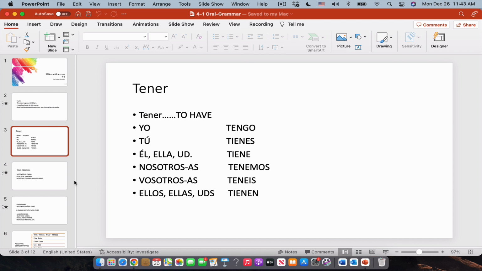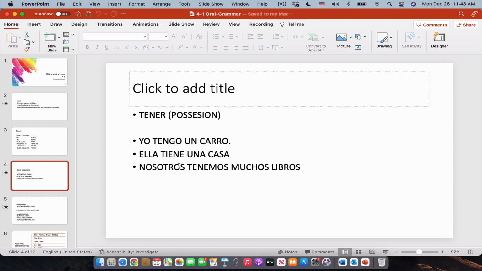So now when we use tener, okay? Tener usually indicates possession. So when you say yo tengo un carro, you are saying I have a car, I am the owner of the car, right? Also, when you say ella tiene una casa, you're saying that she has a house, she's the owner of the house. Or when you say nosotros tenemos muchos libros, we're saying we have a lot of books. So we're the owners of a lot of books. Most of the situations with tener, you're going to use it meaning possession. The same thing we do in English, but only in that aspect that means possession, okay?